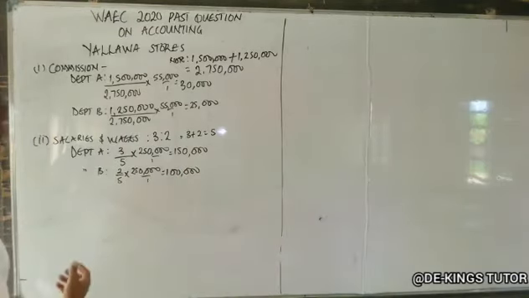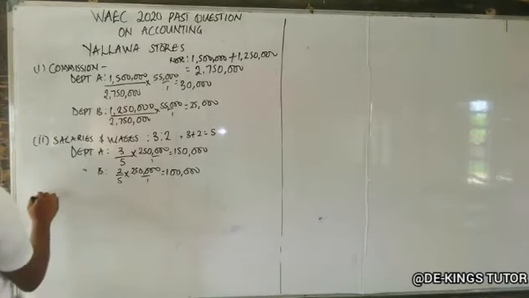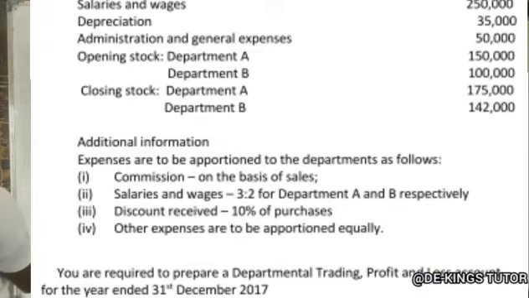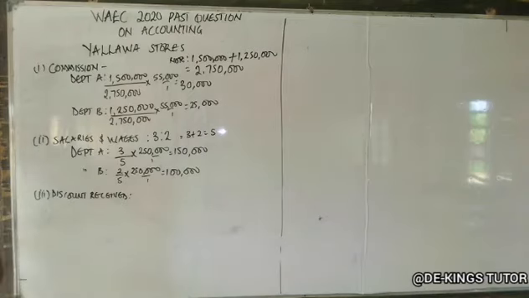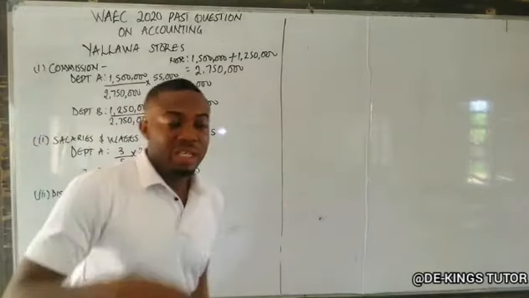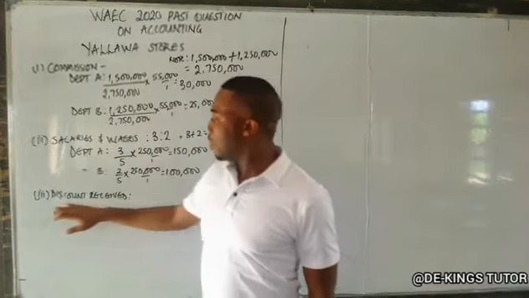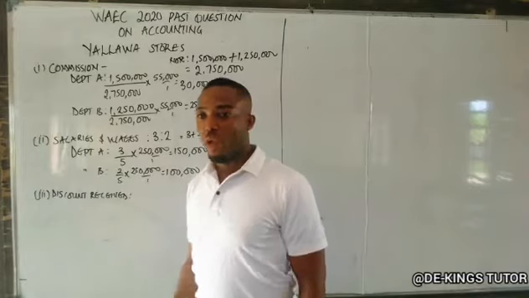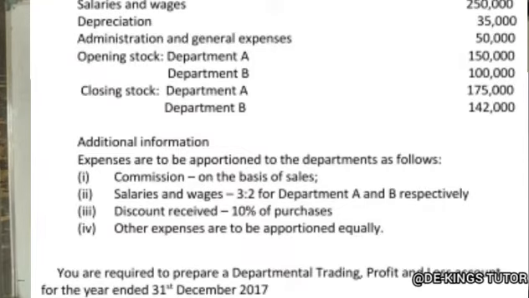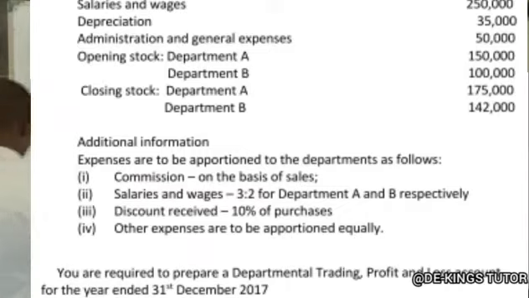Discount received, they said it should be 10% of purchases. It means that for the purchases figure, get 10% of it, then it should be apportioned as regards discount received. So what should we do here? We are going to first of all get 10% of the purchases figure, because they said it was 10% in the question.